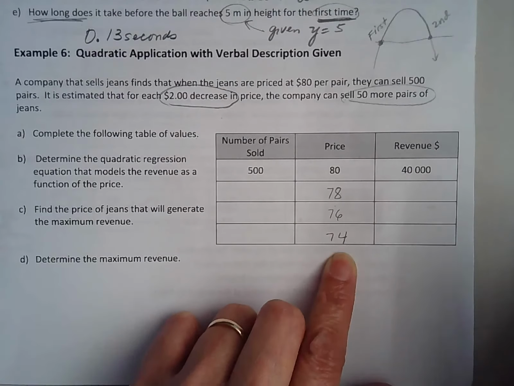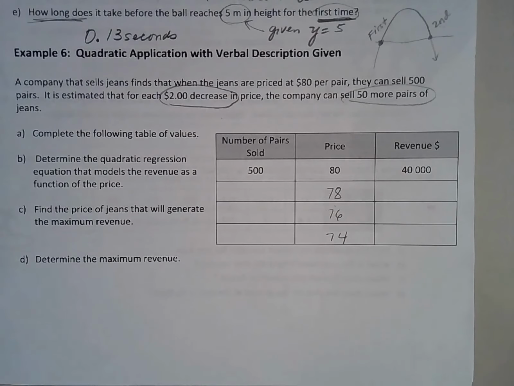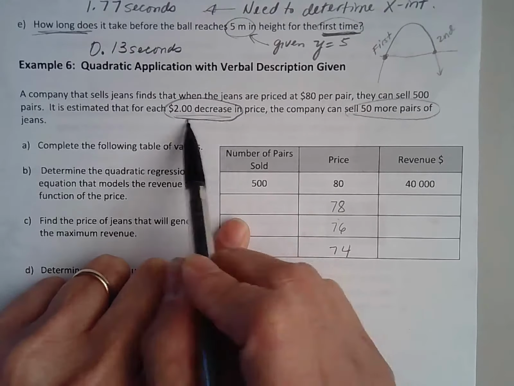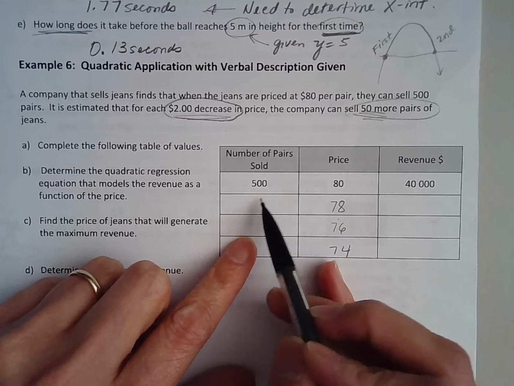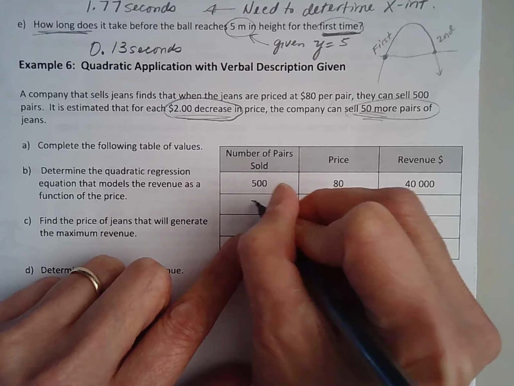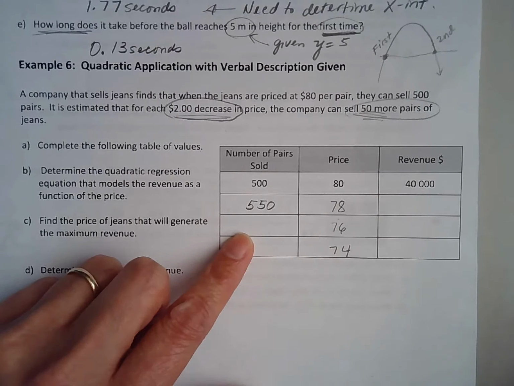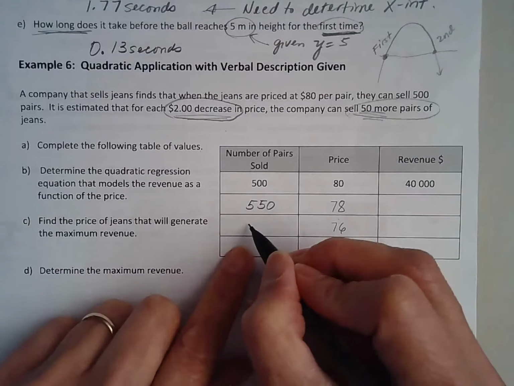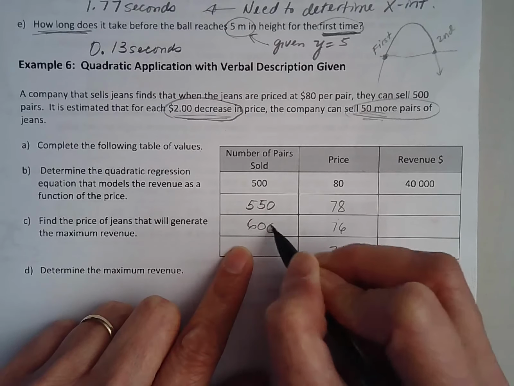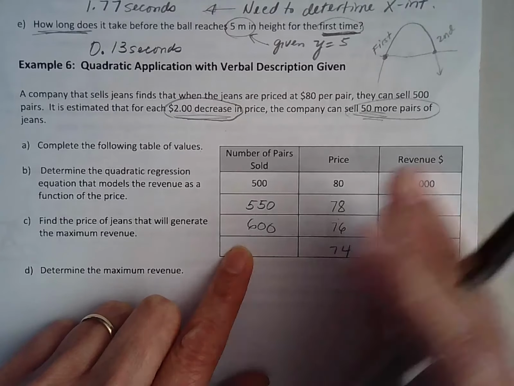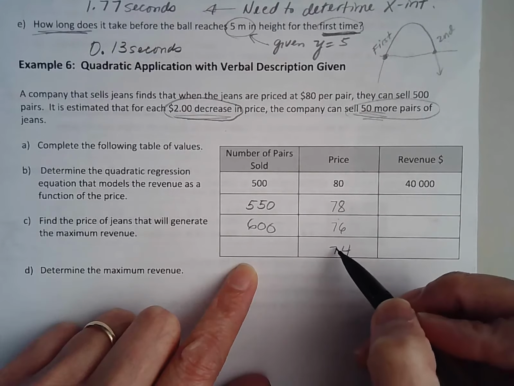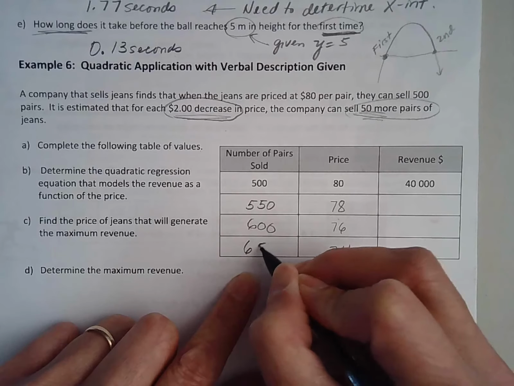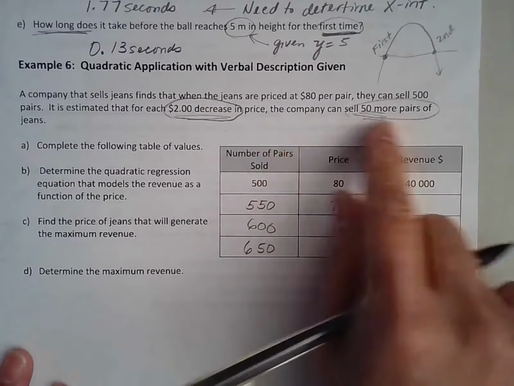Is that good? Now, because it's a little bit cheaper, more people would want to buy the jeans. Because of the $2 decrease, they can sell 50 more. So how many is that? It's going to be 50 more, so 550. And then another $2 decrease, they're going to have another 50 more. So what would this be? 600. Is this making sense to everybody? Yeah? Okay. This is important. Another $2 decrease, how many pairs of jeans do they sell? 650. Okay? So that's that piece.